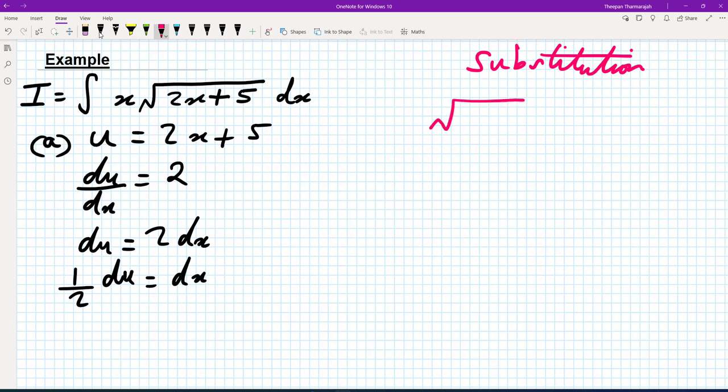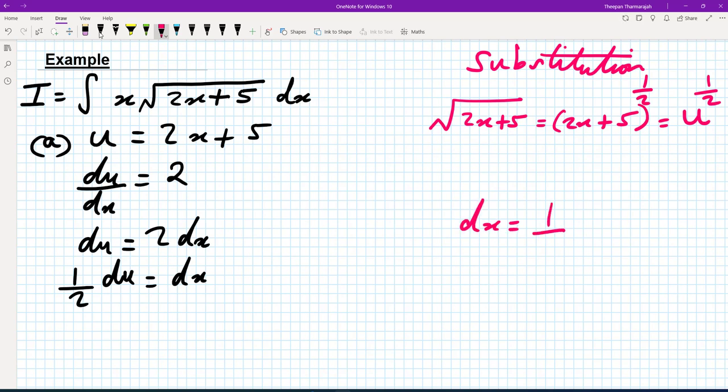So I can see that the square root of 2x plus 5 is exactly the same thing as 2x plus 5 raised to the power of a half. Well, that's going to be u to the power of a half. Then I know that dx is going to be substituted with a half du. But the issue is, what about this x? What's that going to be substituted with?